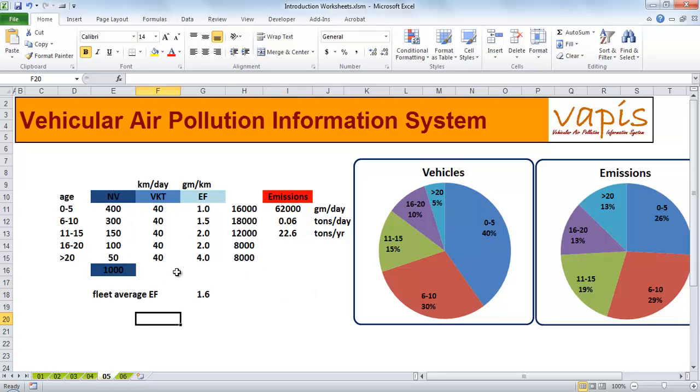And if we have this much detail, you can also calculate what is the fleet average emission factor. So with this age group, your fleet average emission factor turns out to be 1.6 grams per kilometer.